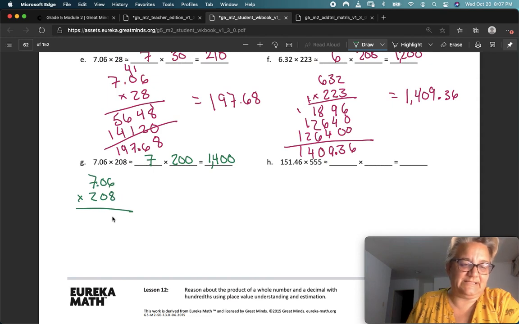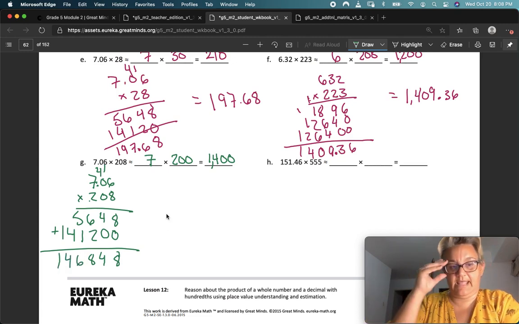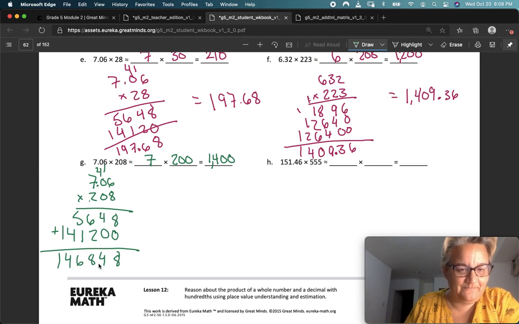and 8 times 6 is 48, carry the 4, 8 times 0 is 0, plus 4 is 4, 8 times 7 is 56, and I'm going to skip the zeros. I'm going to just add 2 zeros right away for the 200ths place. 2 times 6 is 12, carry the 1, 2 times 0, 0 plus 1 is 1, and 2 times 7 is 14. Okay, and I've got 8, 4, 8, 6, 4, 1. And if I put my decimals back in, my answer becomes 1,468 and 48 hundredths.